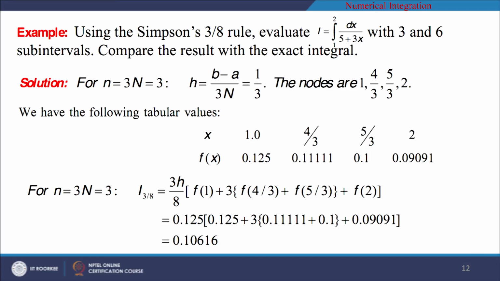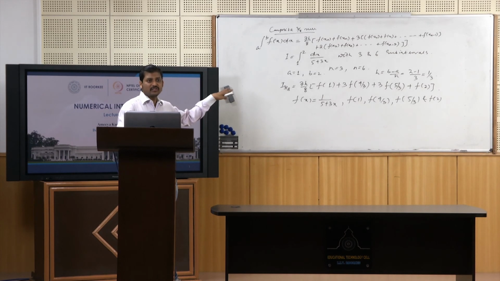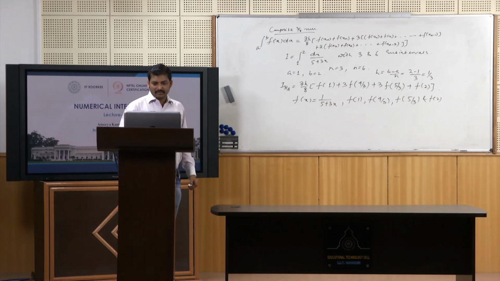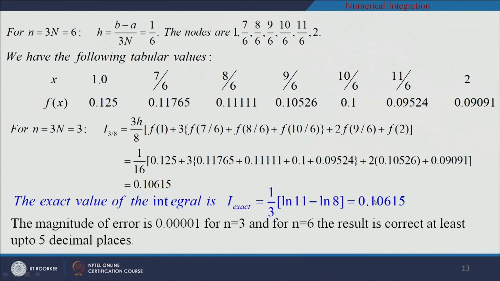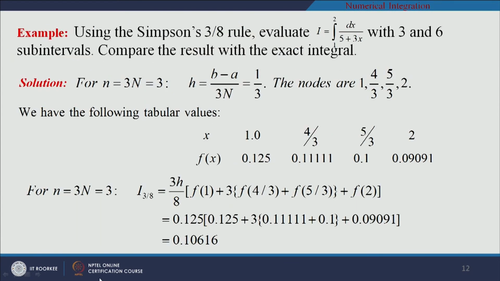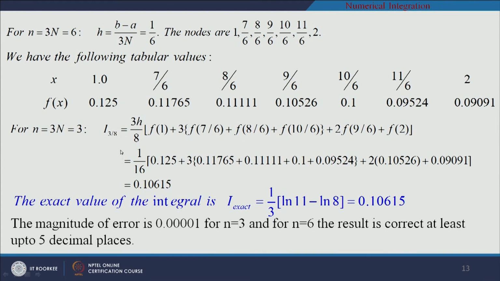And if you go for the calculation with 6 points here, then repeatedly you have to use this sequence, and one more sequence you have to add to get the final answer. For the exact value, the computation gives 0.10615, but in the 3 point form we are getting 0.10616 here. But with 6 points, considered as 2 subintervals at a time, we obtain this value as 0.10615 here.